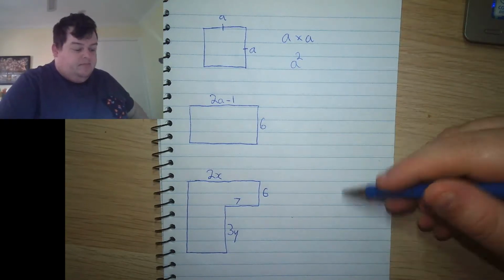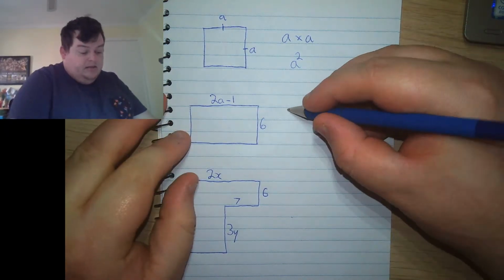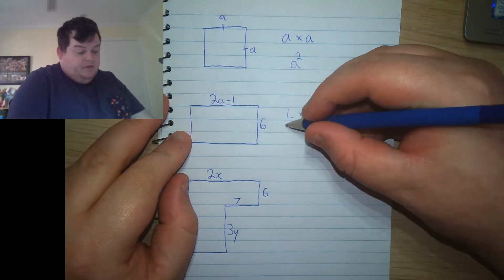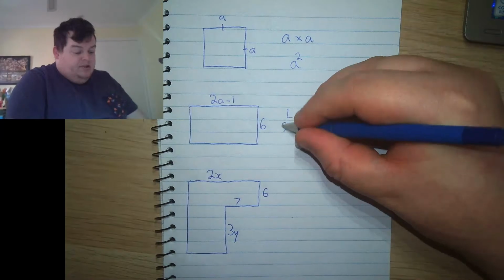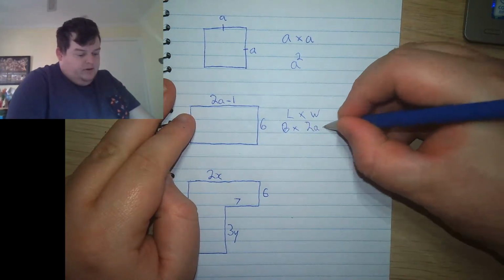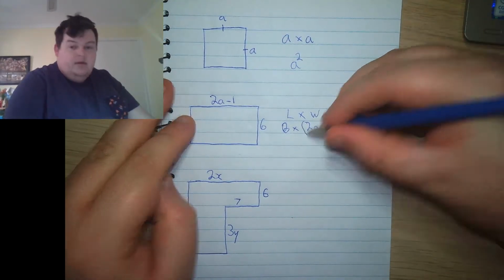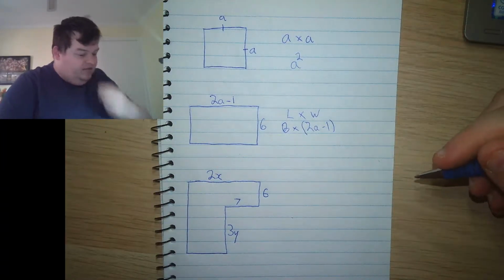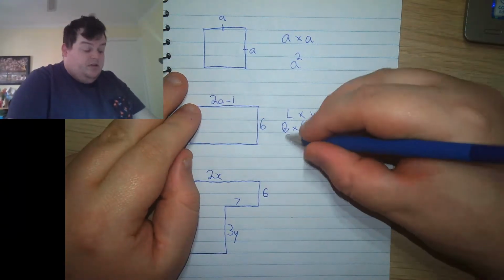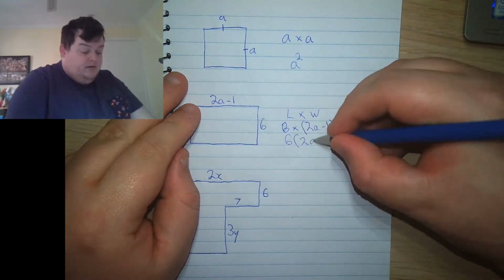Let's have a look at this one. So again, it's length times width. So this is, let's just say, 6 times 2a minus 1, but it's that whole expression, so you have to put it in brackets. It's not just 6 times 2a minus 1, which is another way of writing this.